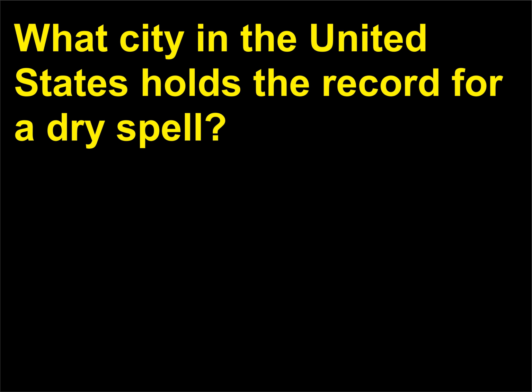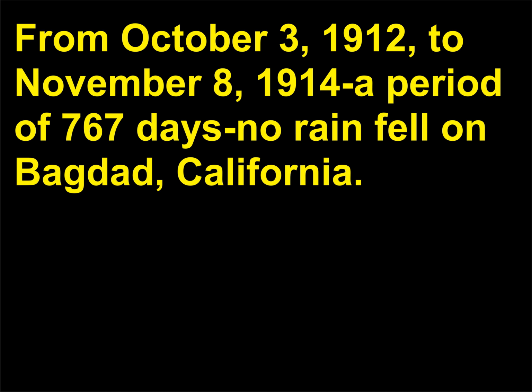What city in the United States holds the record for a dry spell? From October 3, 1912, to November 8, 1914, a period of 767 days, no rain fell on Baghdad, California.